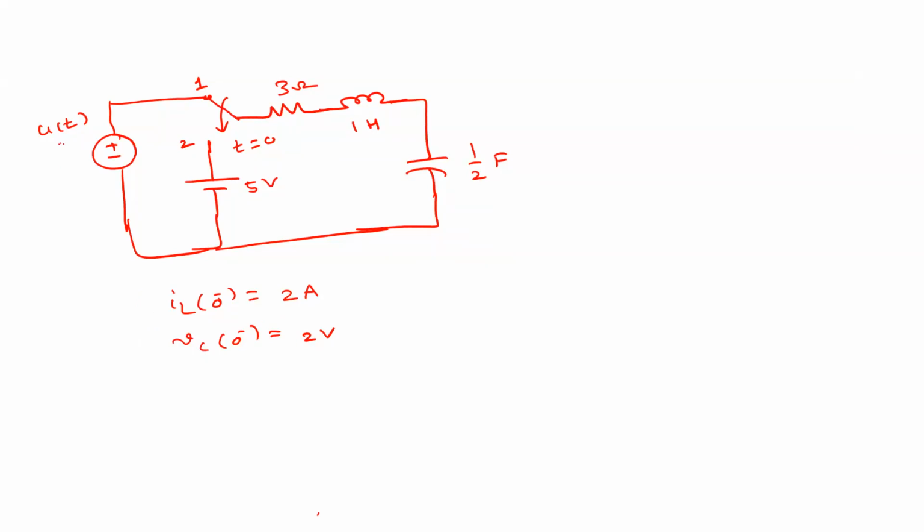So now once this is done, what is the next step? At t equal to 0, the switch is moved to position B. So the switch is moved to position B. Okay. So what you will get here? So now we have source here, right? So this one, an inductor.